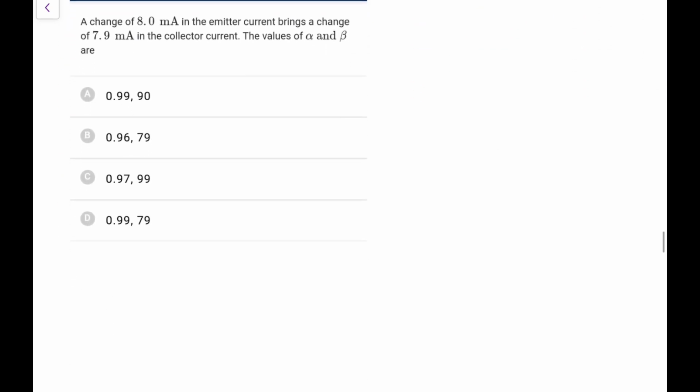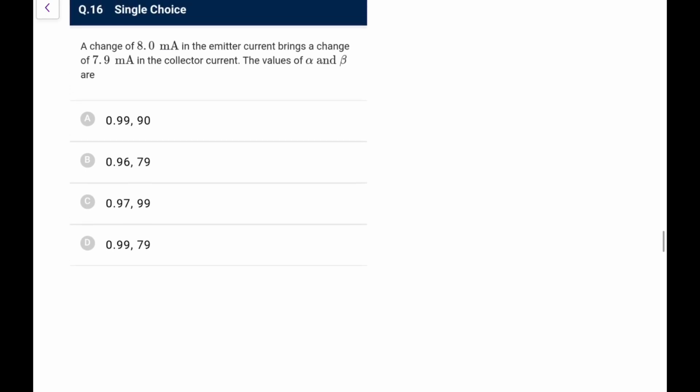Next, a change of 8 milliampere in the emitter current brings a change of 7.9 in the collector current. The values of alpha and beta are what we first write. Alpha is delta IC by delta IE. That is what you know.